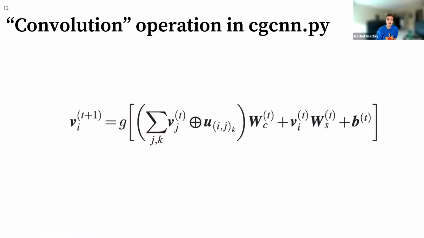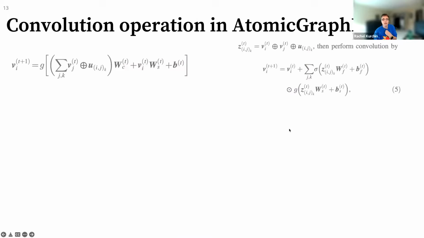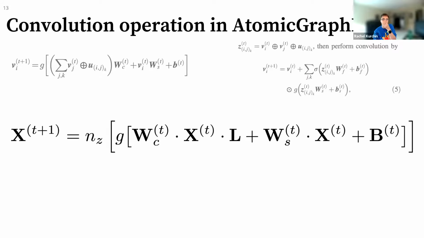And it actually gets even more complicated, because that was the initial version. And then they said, oh no, we need to actually do this other thing. I won't go into all the details, but basically there's an additional concatenation step and an element-wise multiplication that they found they needed to get this expressivity. This is compared to a conceptually much simpler operation, I think, in AtomicGraphNets, where we directly make use of the graph Laplacian. And so a single layer operation looks like this.